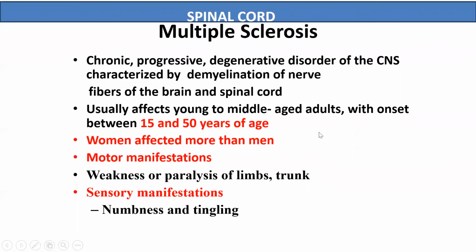The other degenerative disease can be multiple sclerosis, where there occurs demyelination of various nerves, and the patient will have weakness or paralysis of the limbs or the trunk.